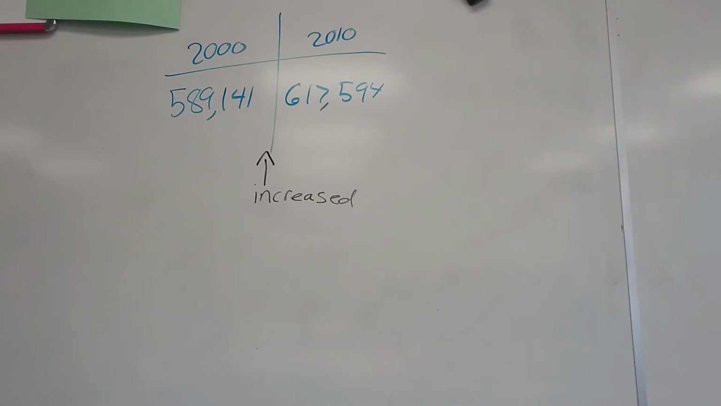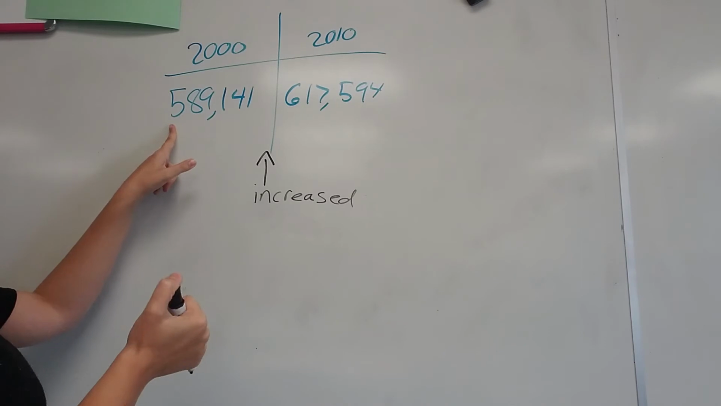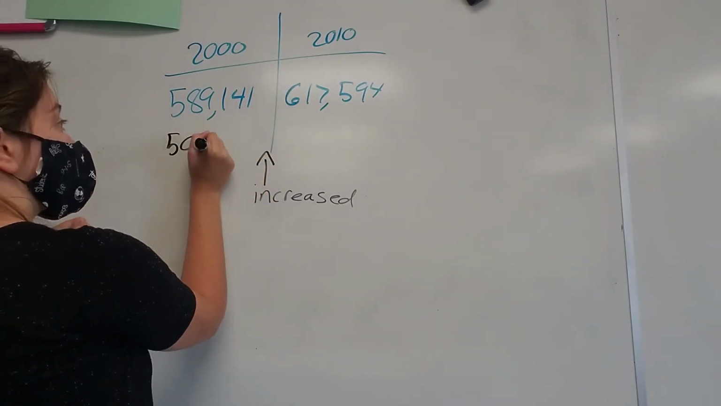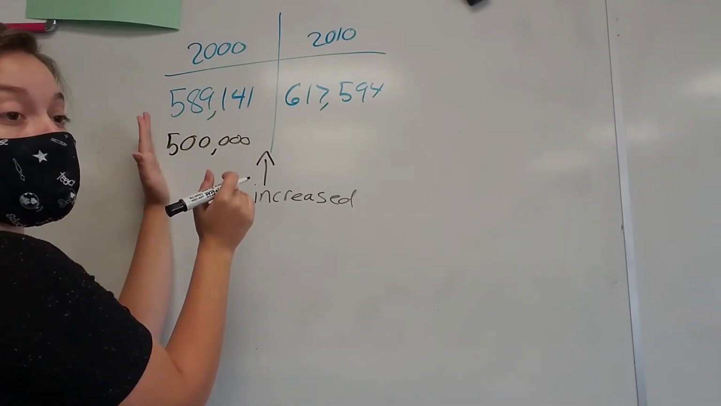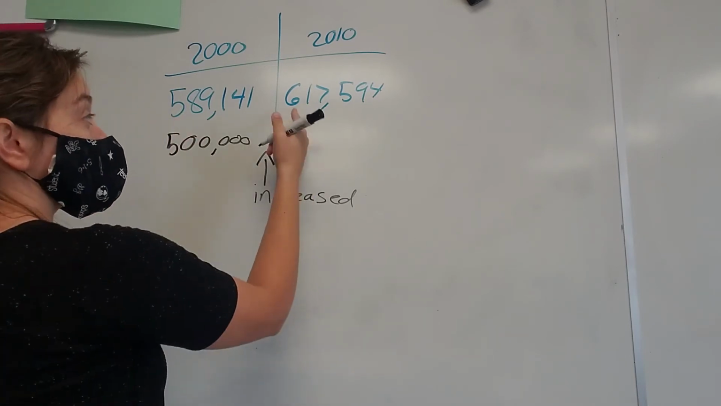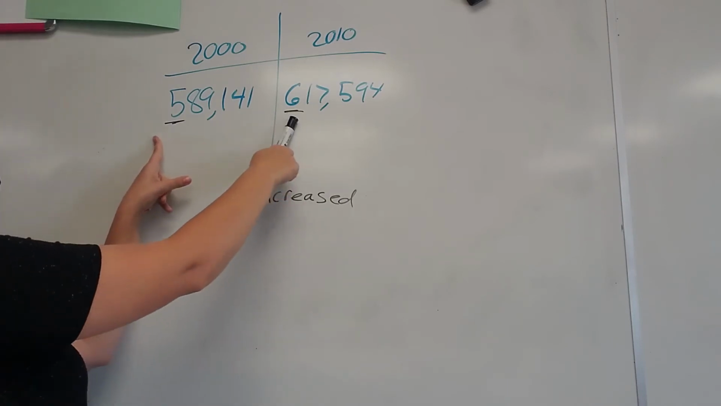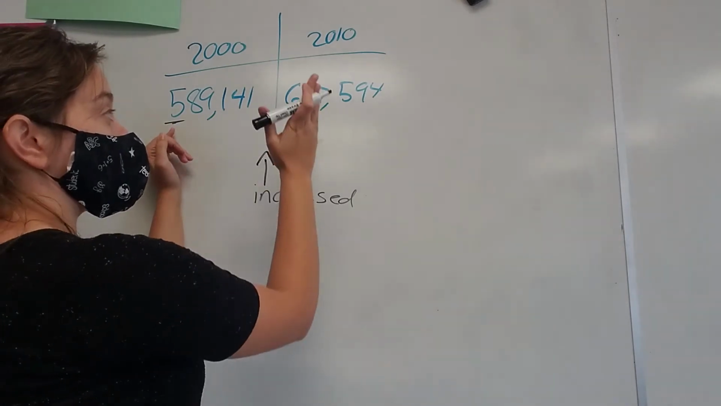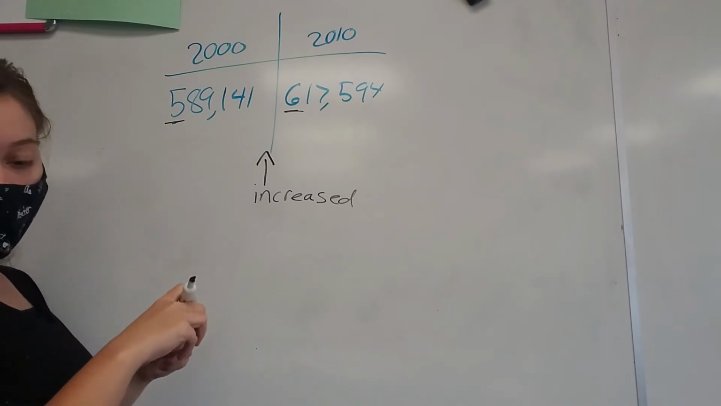We know it increased because if we look at our 100,000s place, we only have 500,000 here, right? We're not rounding, we're just looking in our place. Our 100,000s is just 500, right? And over here we have a 6. Do you see how we can look at these two numbers and see they're in the same place value? So this is 500,000, this is 600,000, so we went up, right? Make sense?